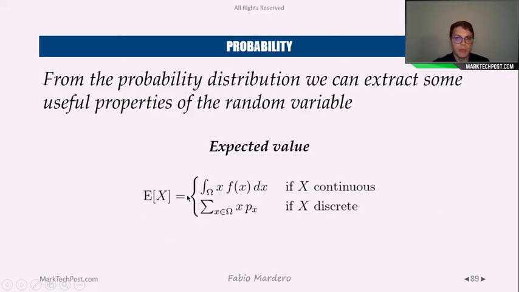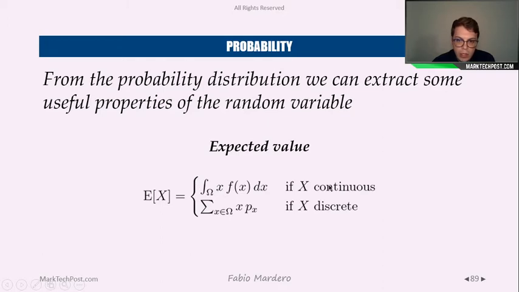From the probability distribution, we can extract some useful properties of the random variable, the continuous random variable or discrete random variable. For example, the first property is the expected value. What we could expect from this random variable can be written in this way. Let's look at, for example, at first at continuous. It is the integral over omega of x times the density function times dx. It is the integral of this product.